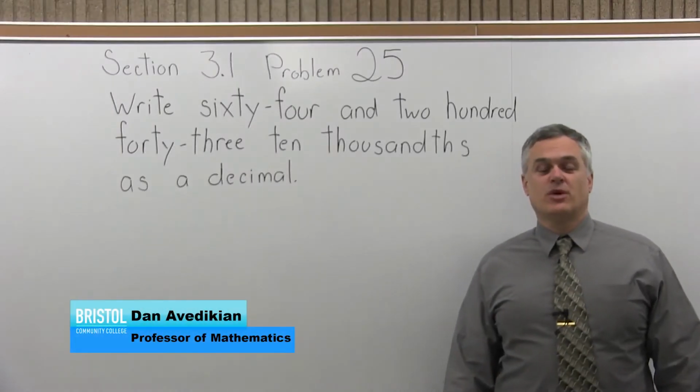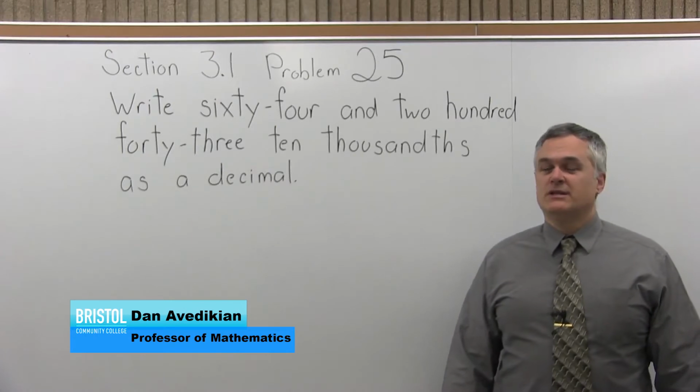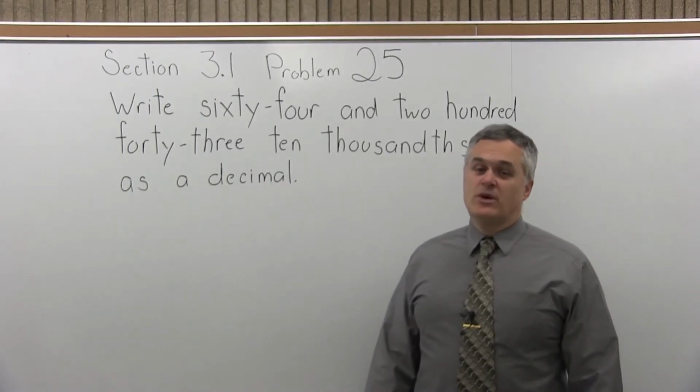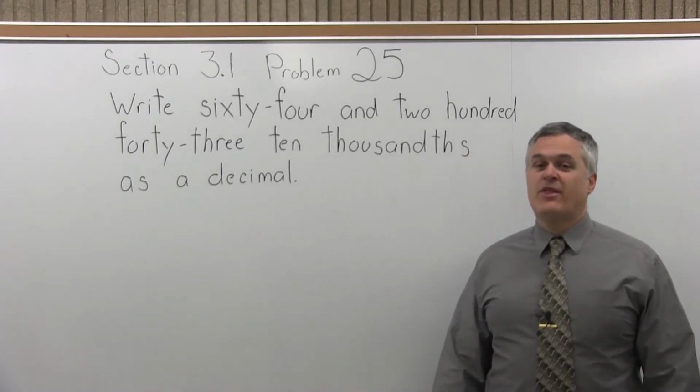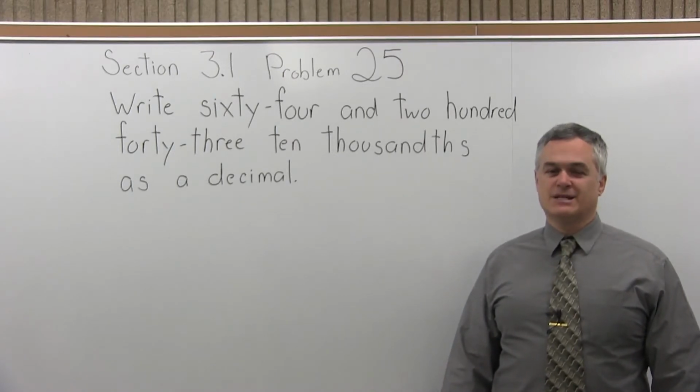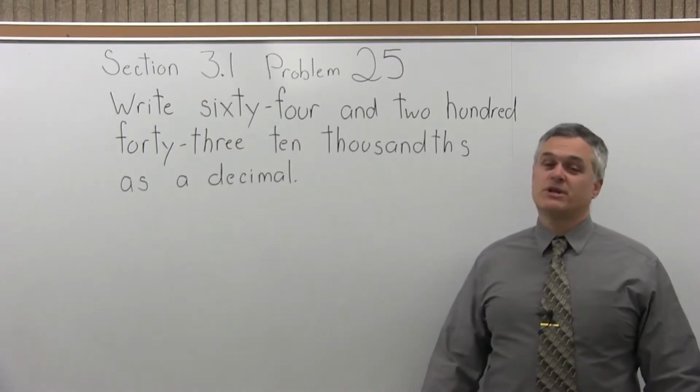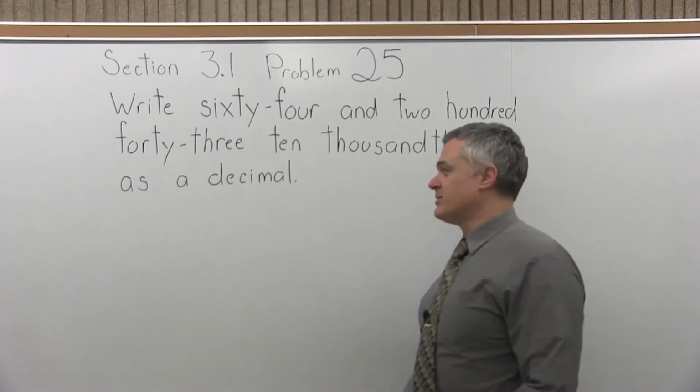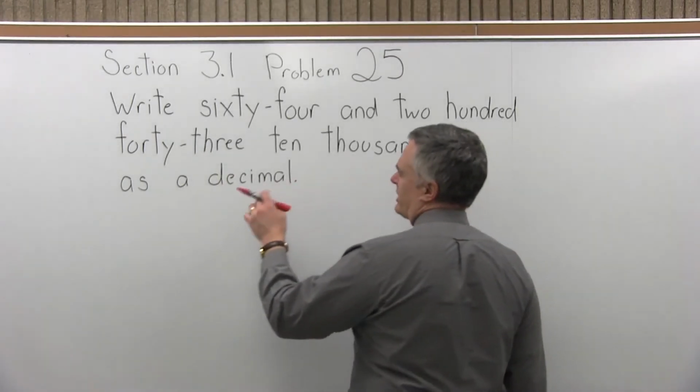This is Section 3.1, Problem 25. It says, write 64 and 243 10,000ths as a decimal. So first, let's write it just as a fraction. Get something written. It's tough to go from words directly to a decimal.